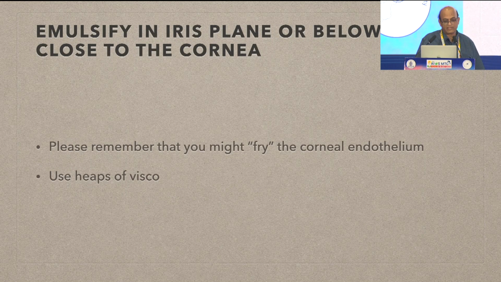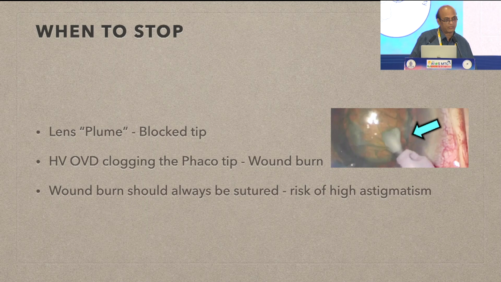So one should always emulsify in the iris plane or below that, but never above the iris plane in the anterior chamber, because you might fry up the corneal endothelium. So one should always use a huge amount of viscoelastic. So when to stop the surgery?